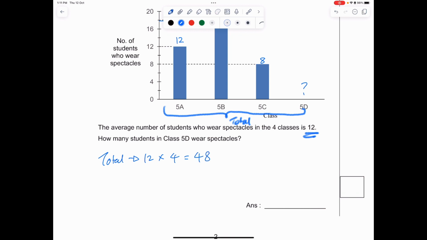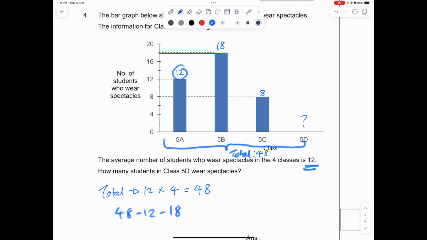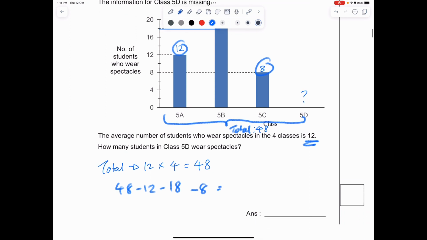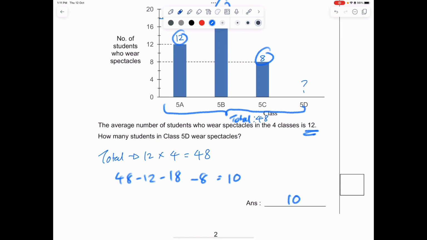Now that you know that the total is 48, you need to subtract away these 3 classes in order to find out your 5D. So you can take 48 minus away 12, minus away 18, minus away 8. And your answer will be 10. So therefore your answer is 10.